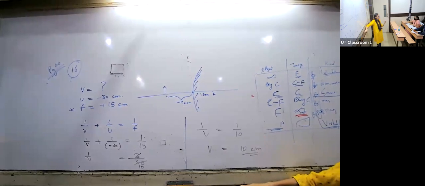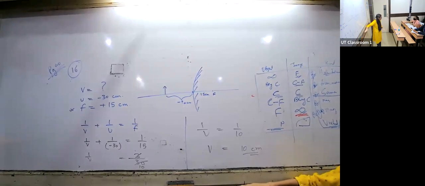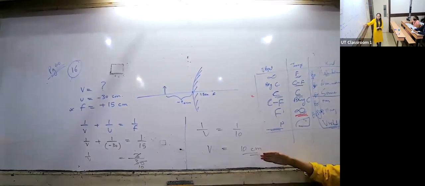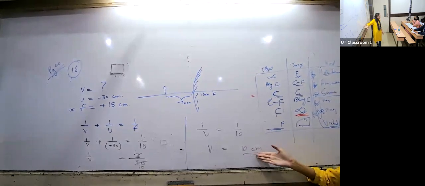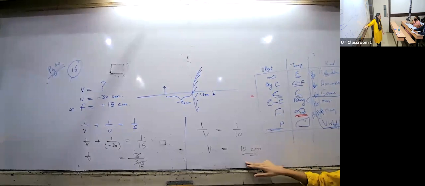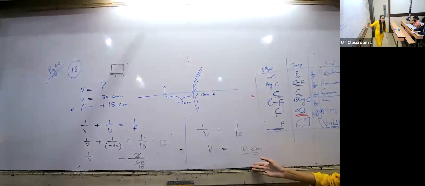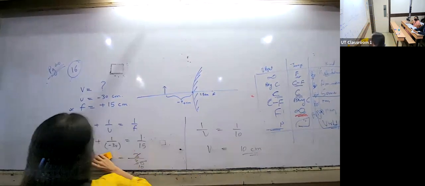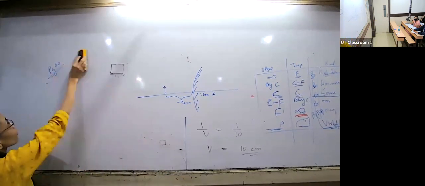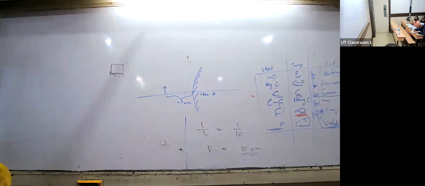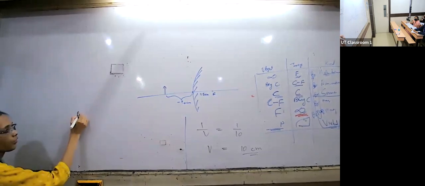Since this is a numerical, everything has to be supported by a numerical value. Like, why is this virtual? Because I have a positive answer. By sign convention, it is behind the mirror, hence it is virtual. For the height part, we have just used one formula. There is another thing, something called magnification.